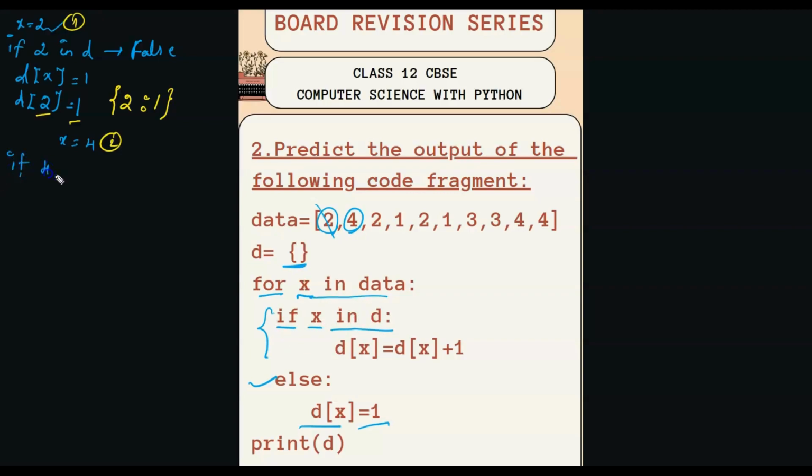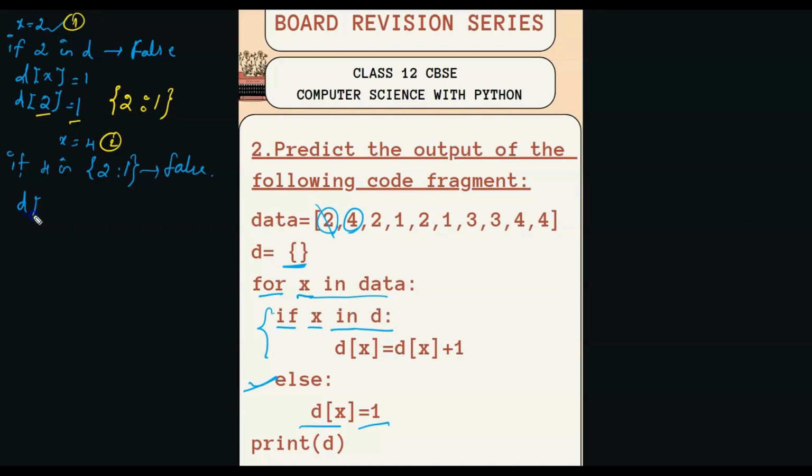If 4 in dictionary, okay, whether it is true or false. So again it is false. So we are not having the value of 4 in this dictionary. Okay, we are only having what? We are having 2 is to 1. So instead of D, I am writing 2 is to 1. If 4 in 2 is to 1, so we are not having 4 here, so the condition is false again. So it will be moving on to the else part of the block.